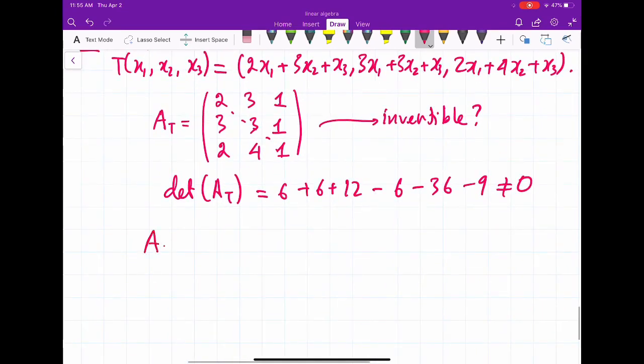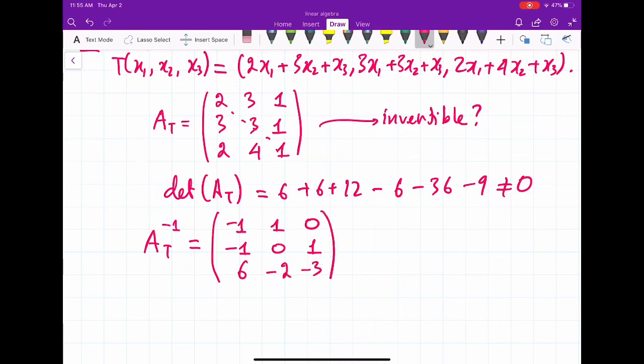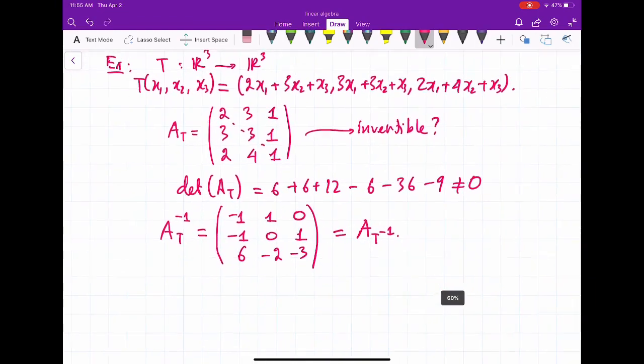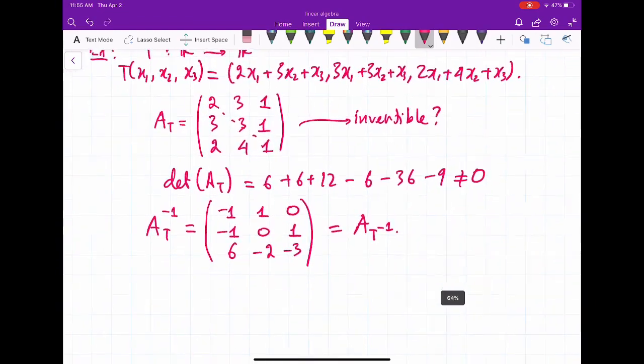You know how to find the inverse of this matrix, so I will not repeat that. I just write in short: negative 1, 1, 0, negative 1, 0, 1, 6, negative 2, and negative 3. This is the inverse. And as we discussed previously, that is nothing but A of T to negative 1. So you can write the inverse of this linear transformation.